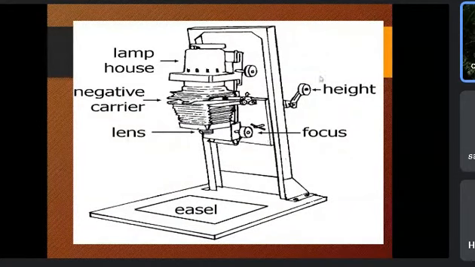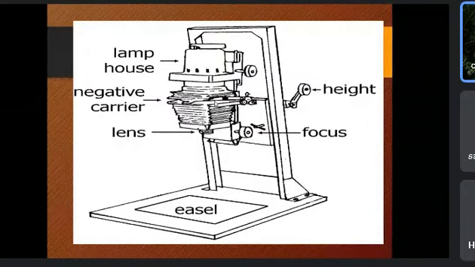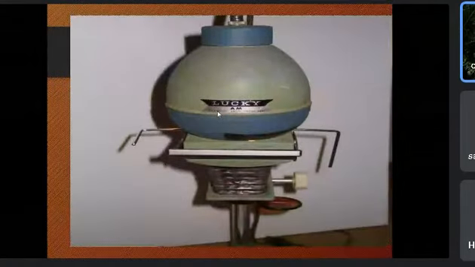the easel below, which we call the paper holder. The paper holder is the easel. So here are the negative carrier, lamp house, lens. So you would focus depending on the size. You have wallet size. We have 4R, 5R, 8R. These are the sizes, guys, that you can adjust, in black and white or colored enlarger. But today we are not using it anymore in the studios. So this is a colored enlarger.